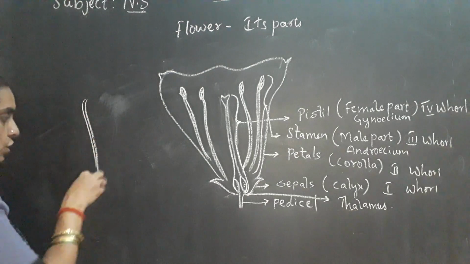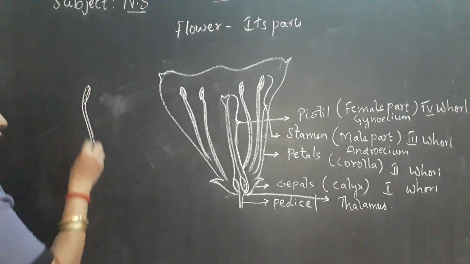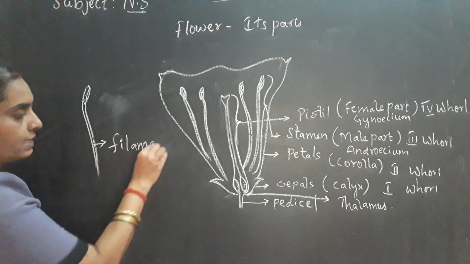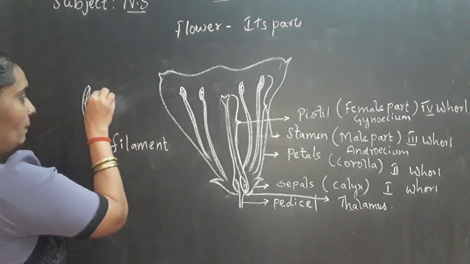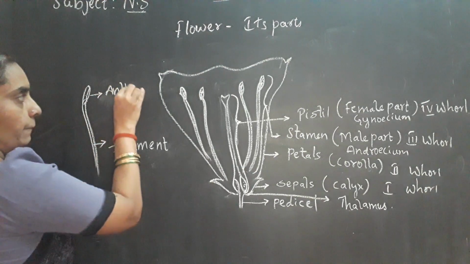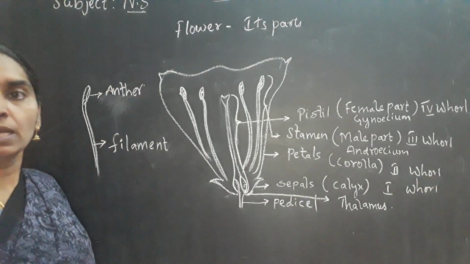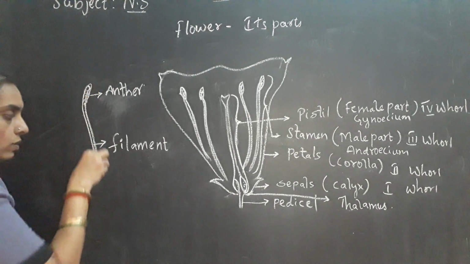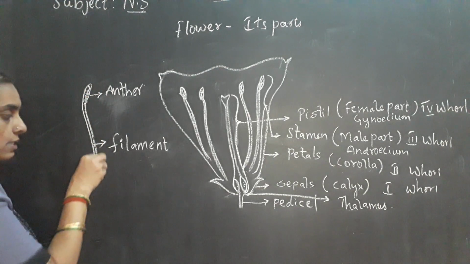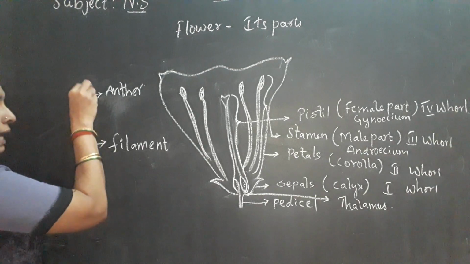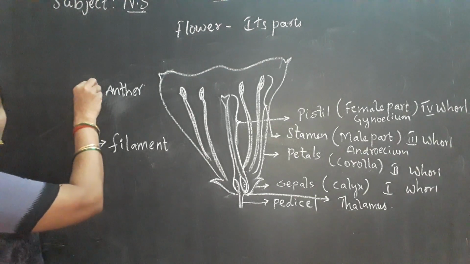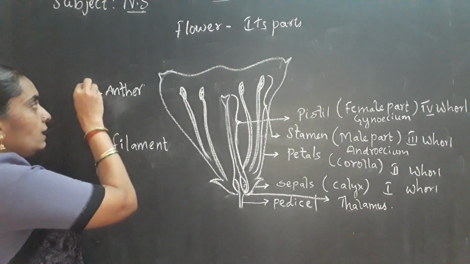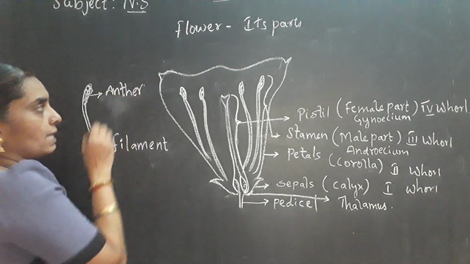So this is the structure of the stamen, which includes filament and anther. Each stamen consists of a filament and anther. Is it clear, children? The filament is the long, thread-like structure, and the anther is the topmost bulged part above the head of the filament, which is slightly bulged. It is called as anther.